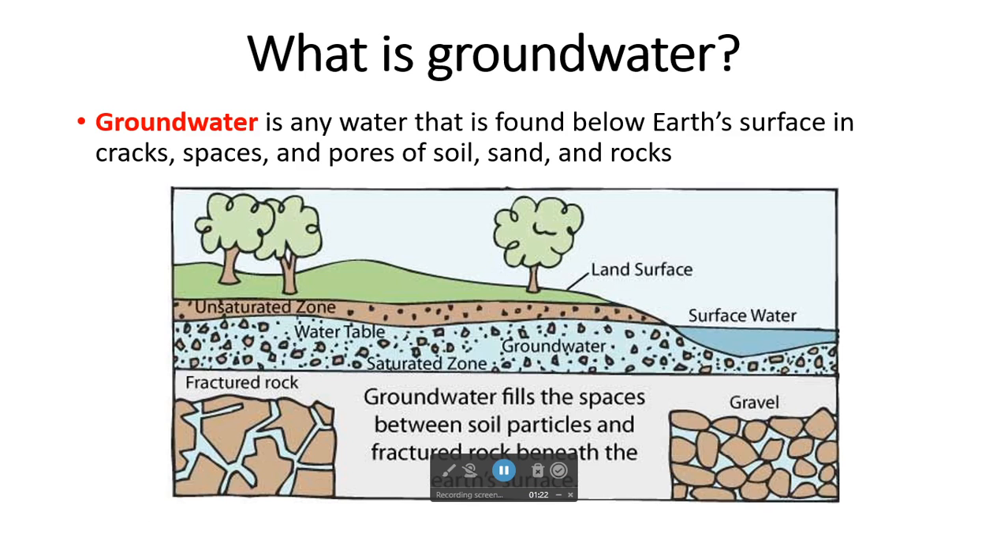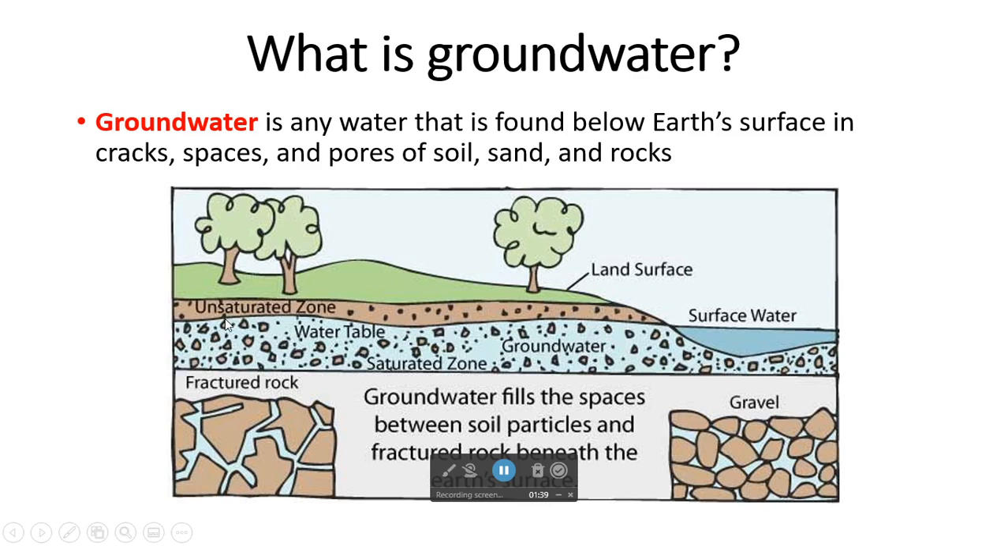So what exactly is groundwater? Well, groundwater is any water that is found below Earth's surface in cracks, spaces, and pores of soil, sand, and rocks. So that's the specific definition. And this diagram down here just shows you how that works.